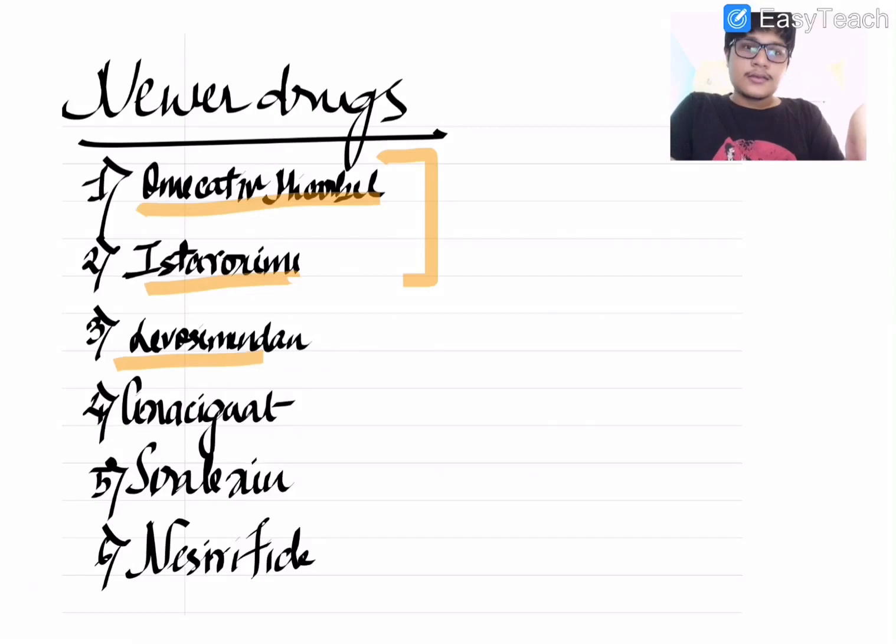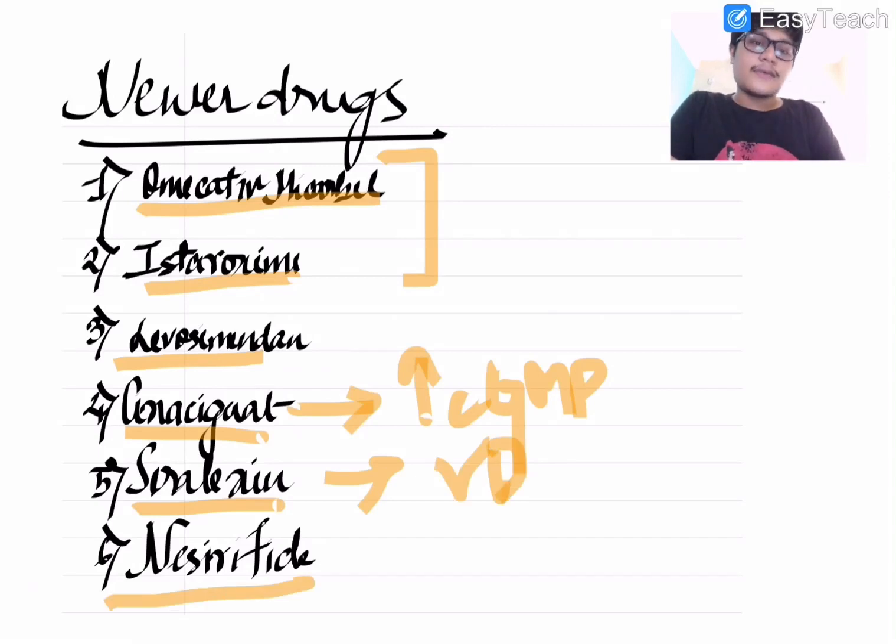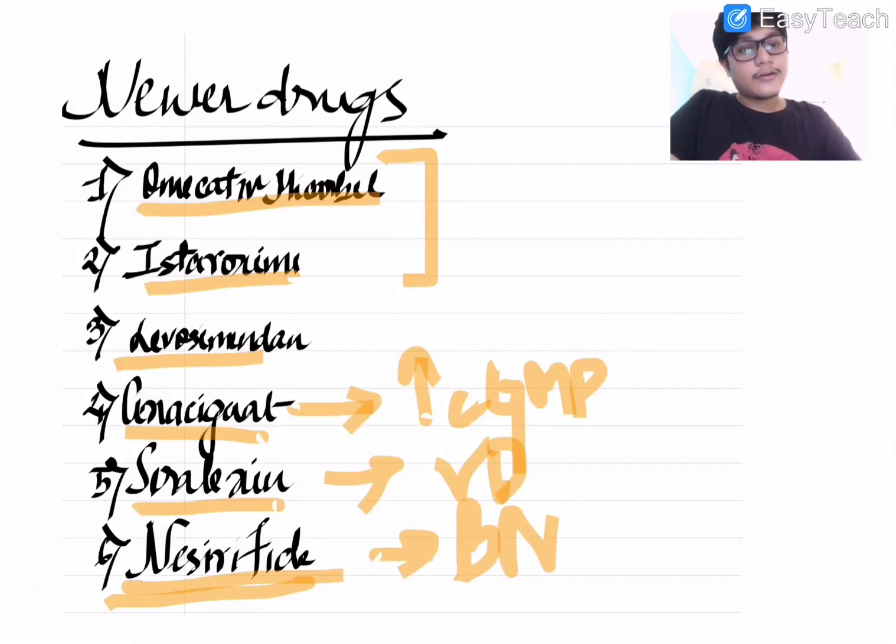Now, cinaciguat is actually a guanylate cyclase activator which will increase the cyclic GMP levels. Serelaxin is a relaxin analog which also will cause vasodilatation. And finally, nesritide. As such, in all the therapeutic regimens, there hasn't yet been a proposal to include nesritide in the treatment of heart failure, but however, it holds great promise, being a BNP analog.